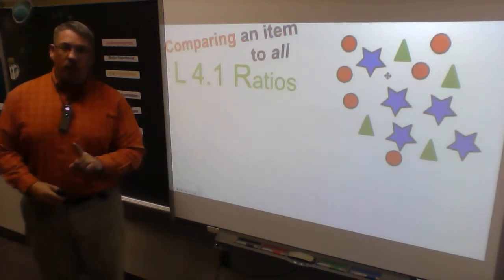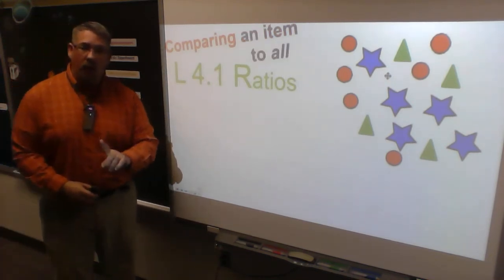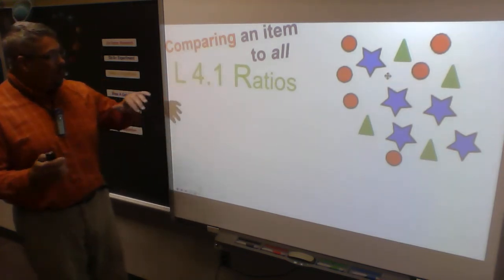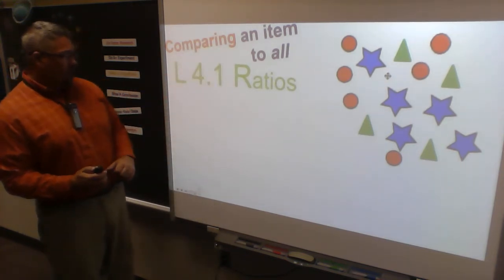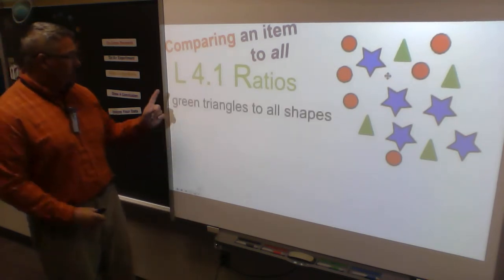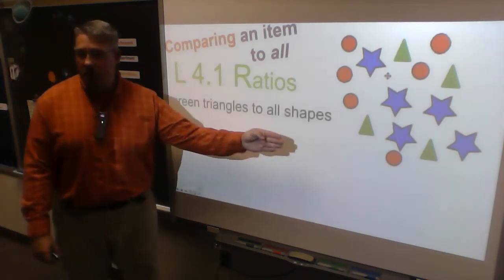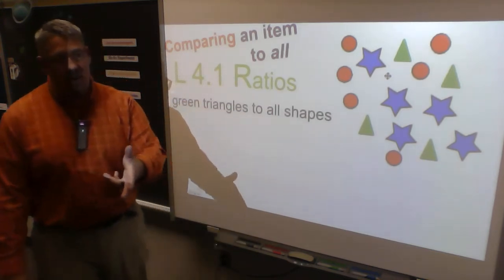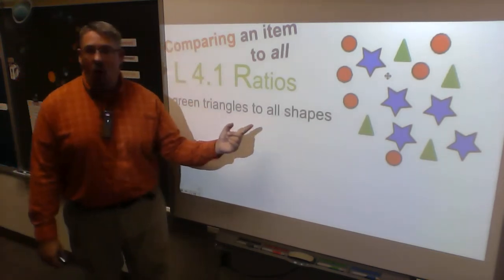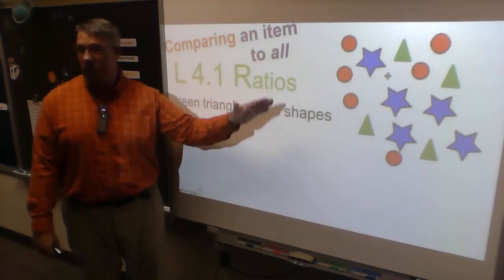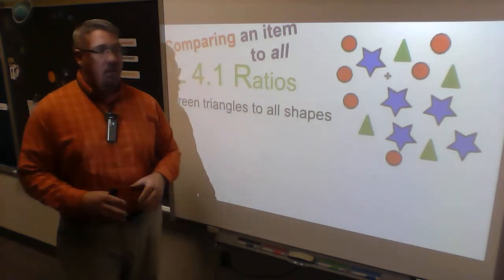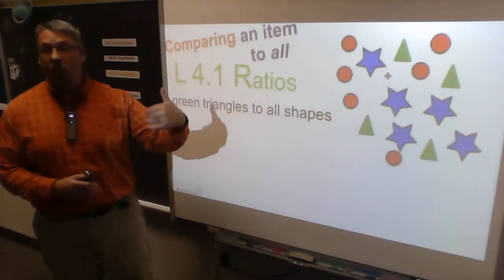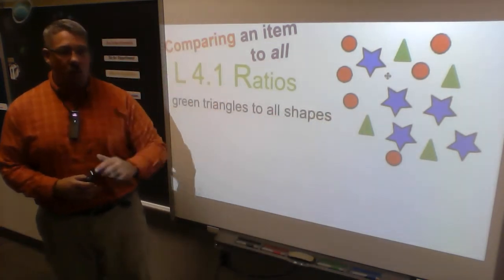Another way that a ratio will work would be comparing an item to a whole group. So my question could say, green triangles to all of the shapes. Now here's the most common mistake that my sixth graders make. They read this as all other shapes, and the word other is not in there. Because generally what they do is they figure out that there's 15 shapes there, and they subtract 4 from it, and they put 11. It's not the way the question is worded.